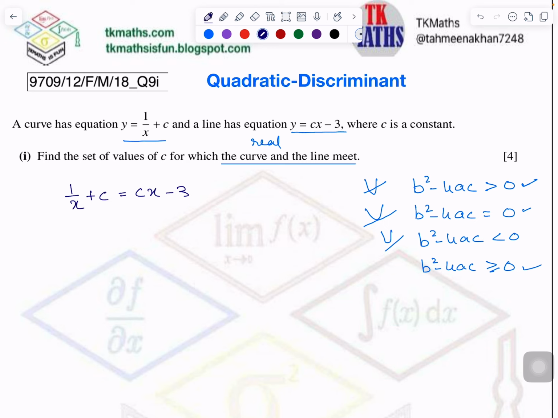But at the same time, don't forget that when you are taking the LCM, you will multiply by x first of all. This is a common mistake. Students cross multiply x by this but do not multiply it by c. So you have to remember these basic things. So it will become 1 plus cx equals cx square minus 3x.